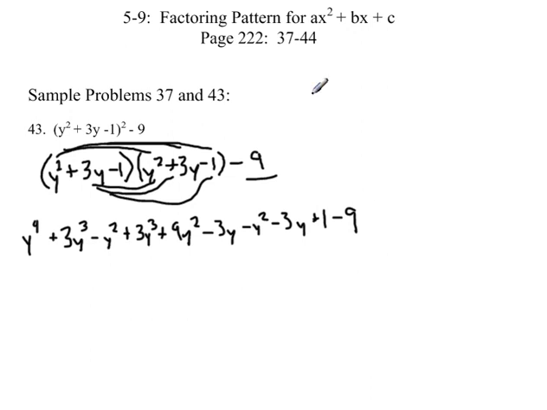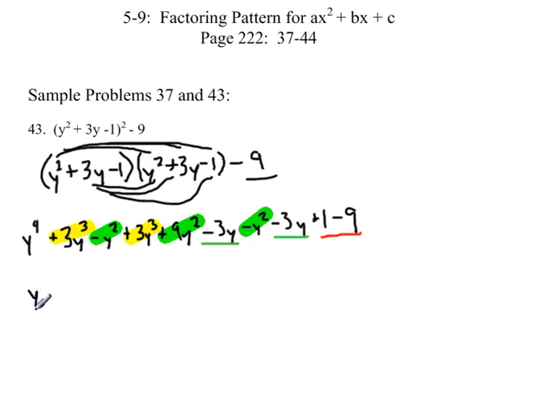Now combine like terms. On here we've got a y to the third, that's it. Let's look at y to the seconds. There's a y to the second. There's another one. And then just y's. And then let's combine our constants down here.